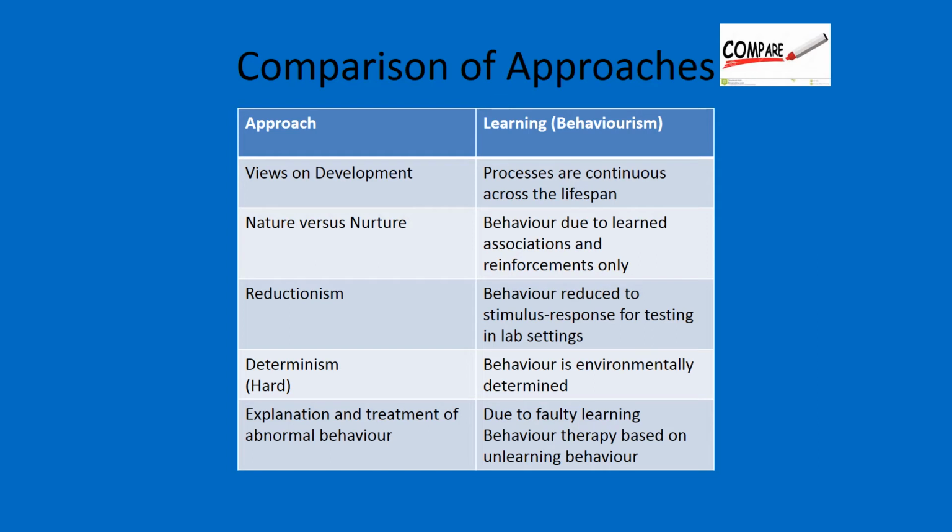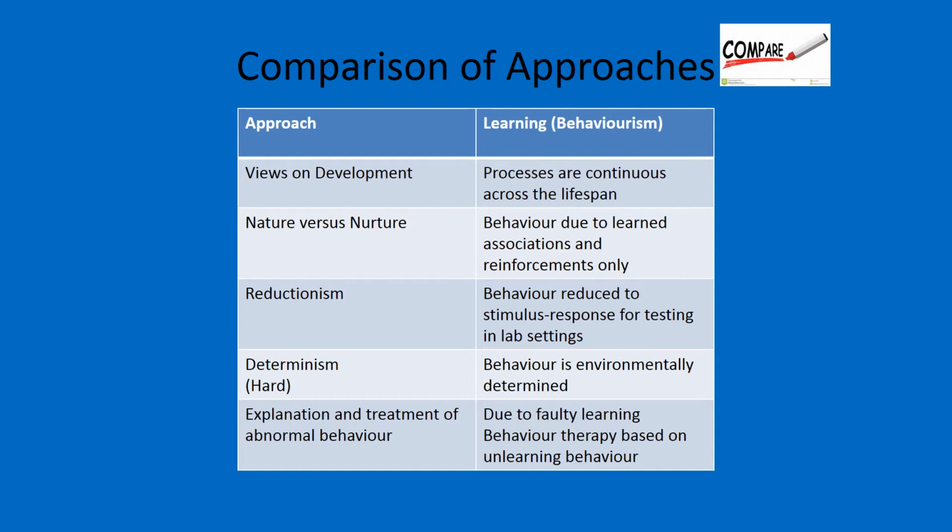So, views on development. Well, within behaviorism, processes are continuous across the lifespan. Okay, so it's not saying that they occur in stages at any point. It just says that learning, which is what it's most interested in, just occurs if and when, right across the lifespan. In terms of nature versus nurture, according to behaviorism, behaviour is due to learned associations. Remember, this is classical conditioning, isn't it? And reinforcements, which is operant conditioning. So that's not to do with nature. That's to do with nurture. This is a very nurture-driven type of approach. Okay, so it's what's happening in your social sense rather than what genes you were born with.